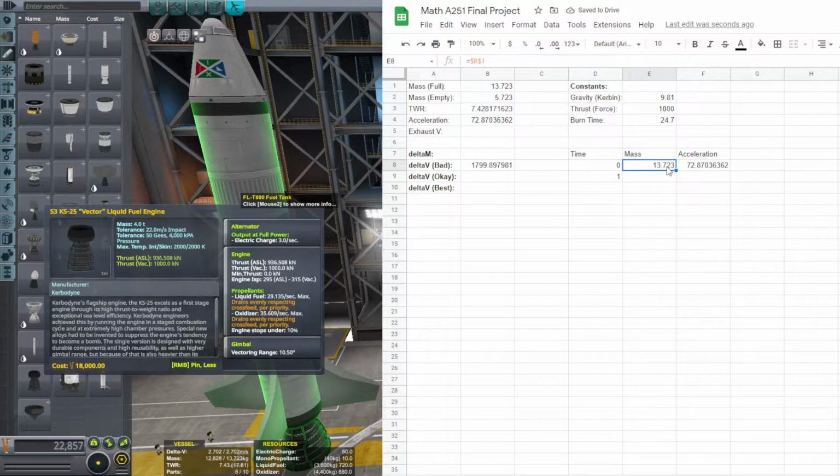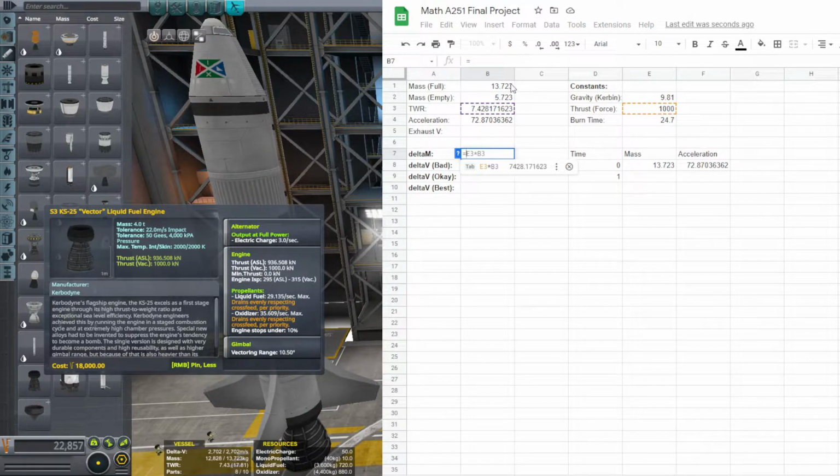So, of course, because we're burning fuel, our mass is going to change over time. And our change in mass over time can also be stated as our delta M. One way to calculate delta M is to take our initial mass minus our final mass over the burn time. So initial mass minus final mass is our total mass burned over this time. So let's go ahead and use the power of spreadsheets once more.